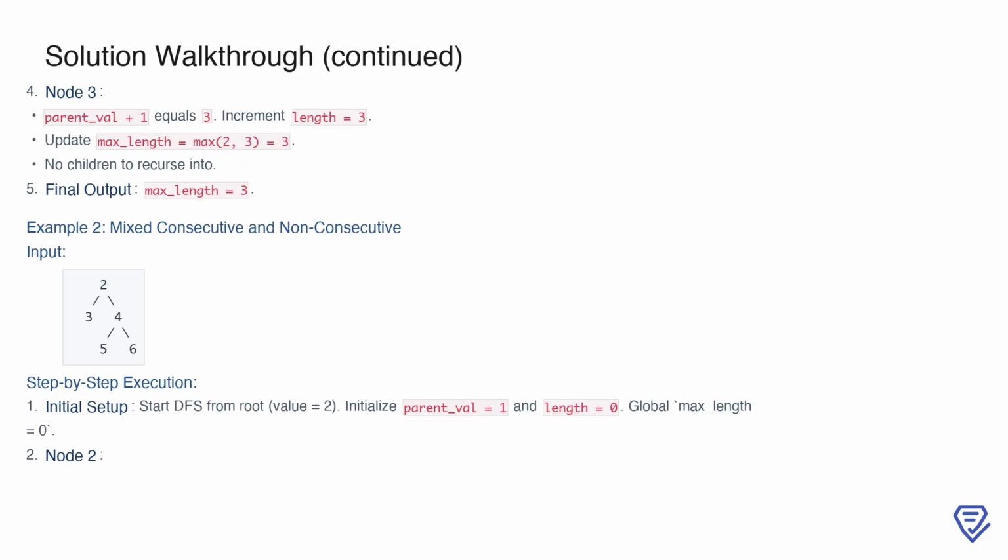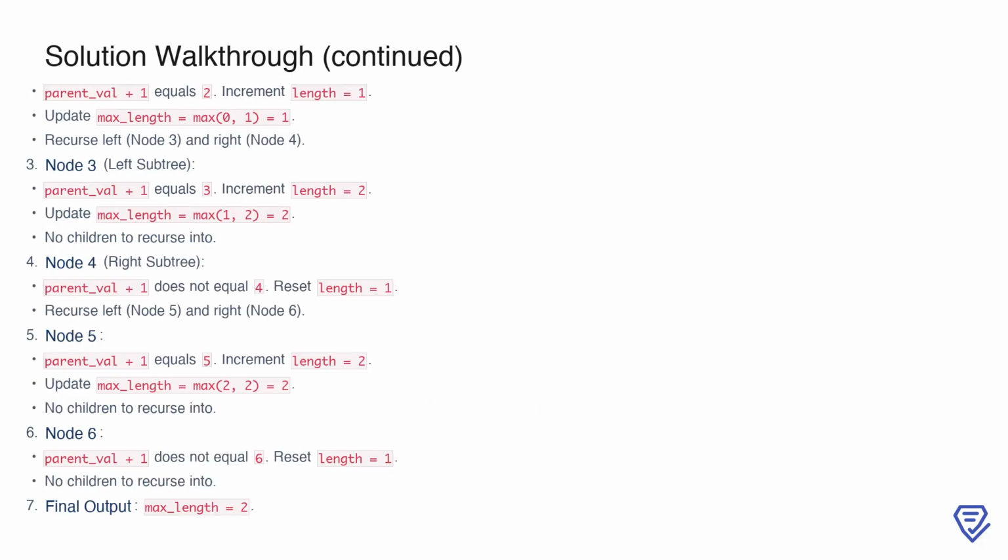and the final result for this example is a max_length of 3. Now let's examine a tree with mixed consecutive and non-consecutive values. The root node is 2, which has left and right children, 3 and 4. We start DFS at the root, with parent_val initialized to 1, length set to 0, and max_length at 0. At node 2, parent_val plus 1 equals 2, so we increment length to 1 and update max_length to 1. From here, we explore both left and right subtrees.